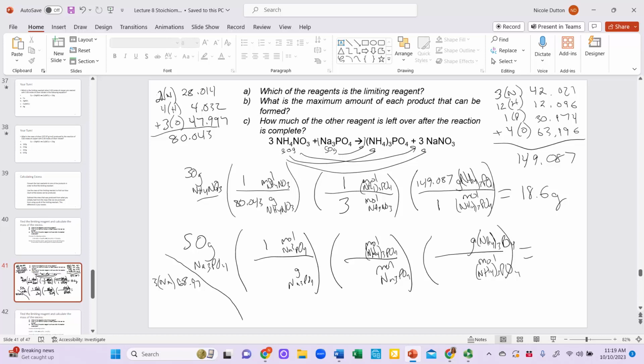We have 1 phosphorus, which is 30.974, plus we have 4 oxygen, 63.996. We're going to add these up. 163.94.